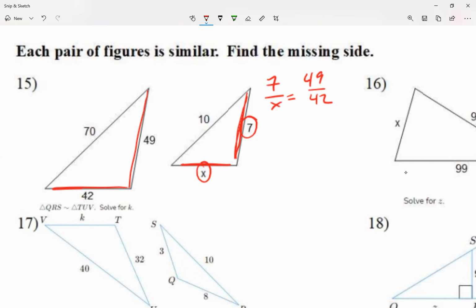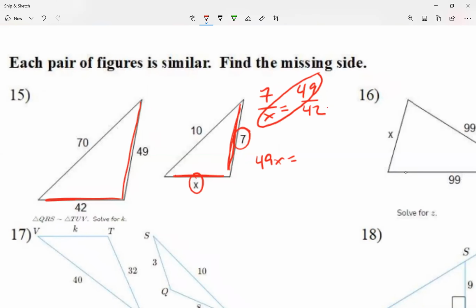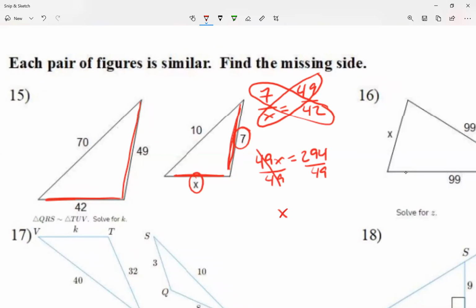So I get 49x equals, now the 49x, because I just went 49 times x, okay? So 49x equals, on the other side, I'm gonna go 7 times 42. Right, it's right here, 7 times 42. That's 294. So I have the 49 times x is equal to 294. To get x by itself, let me divide both sides by the number in front of x, so in this case 49. Now 294 divided by 49, it's equal to 6. So the missing side is 6.